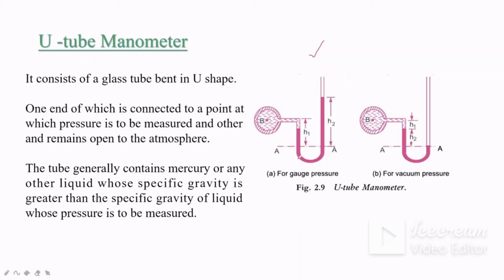Next we will see gauge pressure. Whenever a question related to the U-tube manometer is given, we will have two conditions: one for gauge pressure and one for vacuum pressure.